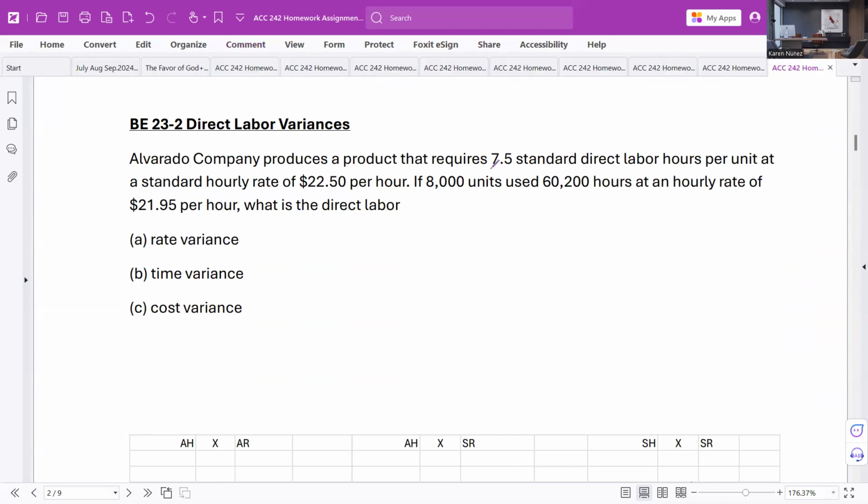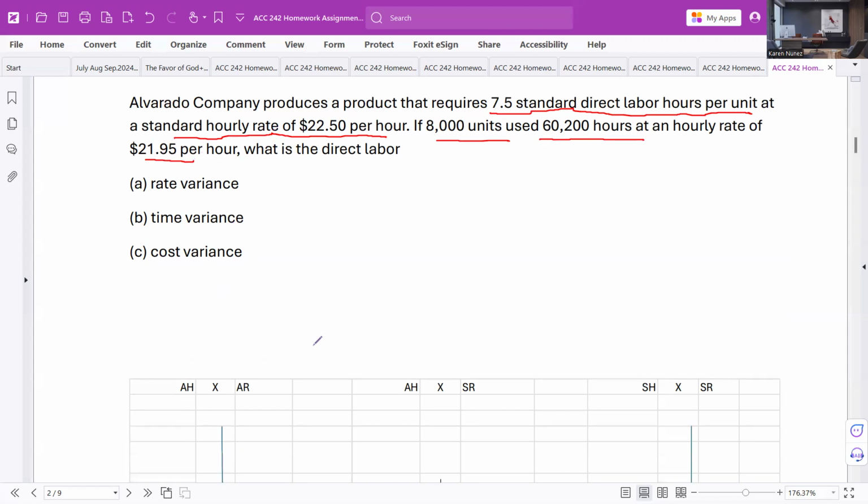So we've got a product that requires 7.5 standard direct labor hours per unit. That's how we'll get the standard amount of direct labor that's needed. And the standard rate is $22.50. And they made 8,000 units, and they actually used 60,200 hours at a rate of $21.95. And we need to calculate those three variances.